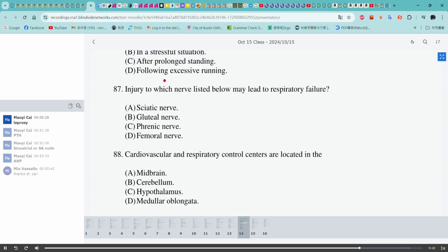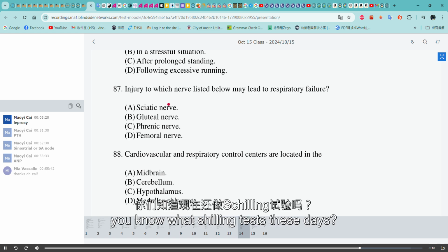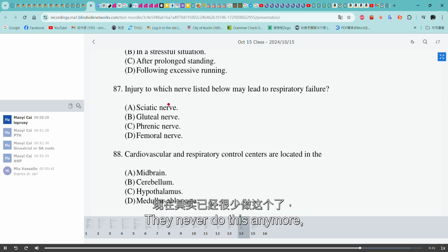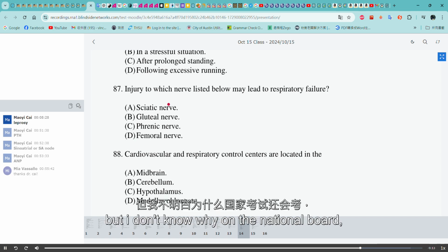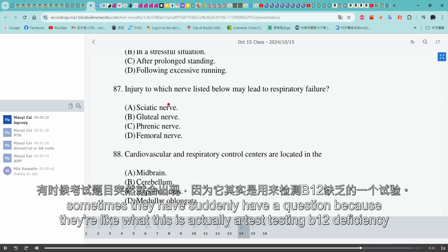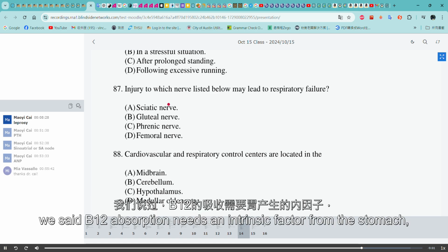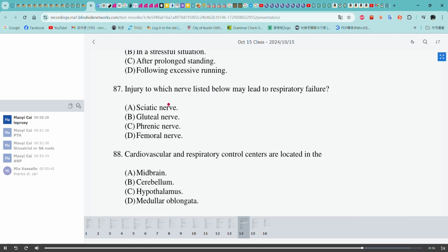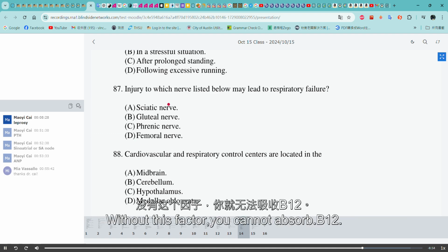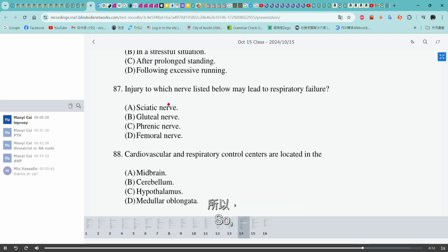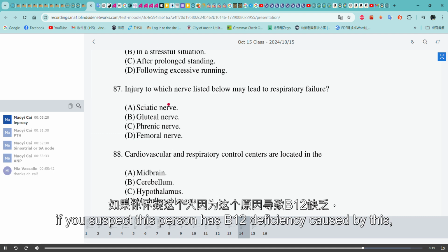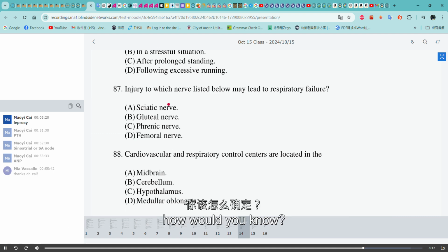89, Schilling test. Actually, these days they never do the Schilling test anymore, but I don't know why on the national board they sometimes suddenly have a question. This is a test for anemia caused by B12 deficiency. Remember, B12 absorption needs an intrinsic factor from the stomach. Without this factor, you cannot absorb B12. So what is the Schilling test?